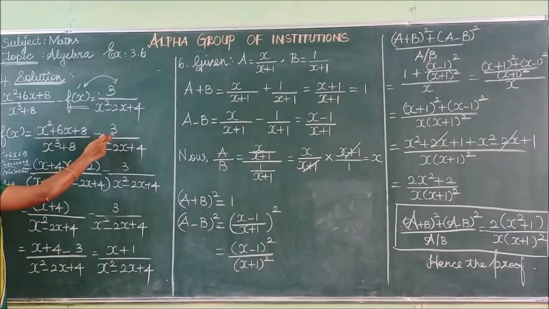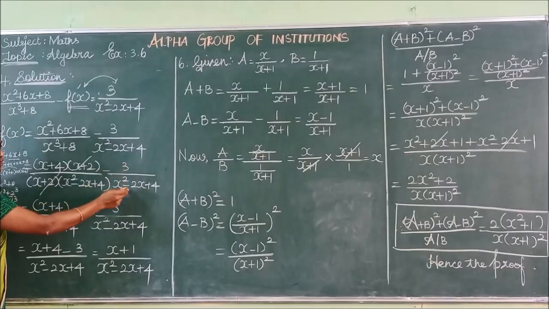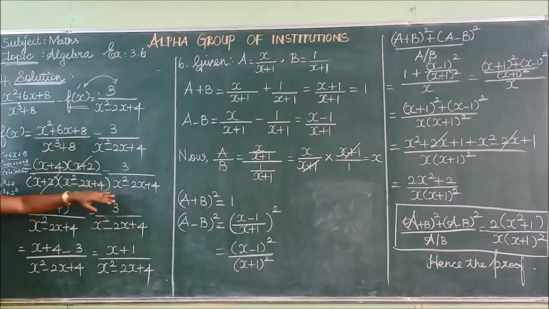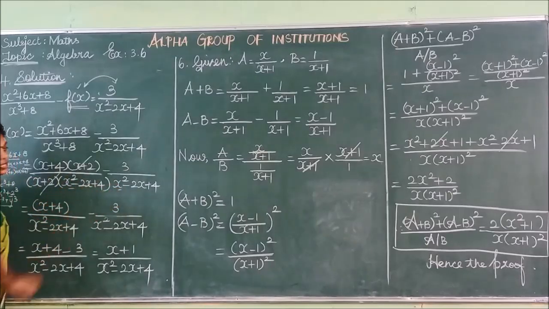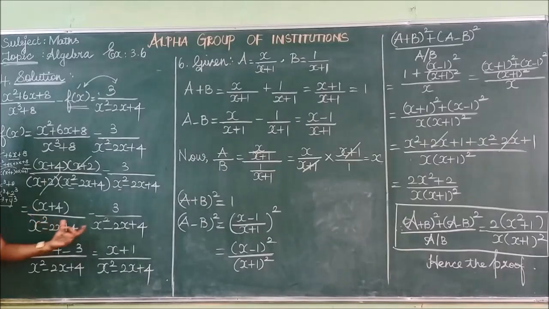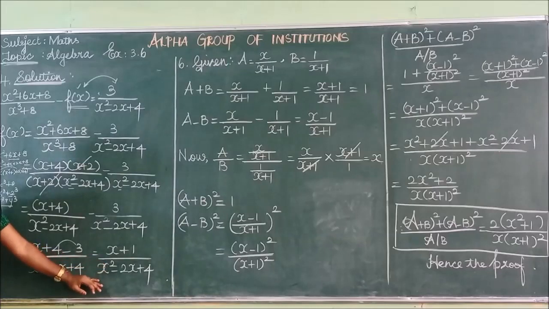Then you can write the second term, minus 3 divided by, as it is. You do not need to find the factors because these two denominators are similar. So look, both contain the same denominator, so you can subtract the numerators. Here the operation is negative, so subtract. So x plus 4 minus 3. x can be taken as it is. 4 minus 3 is plus 1, divided by the denominator x squared minus 2x plus 4.